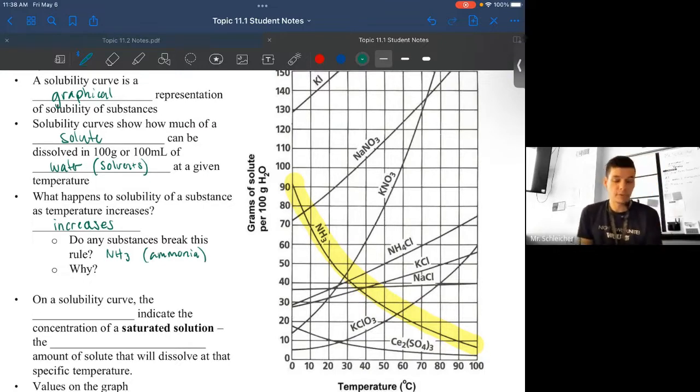And why does this break this rule? That's actually because it's a gas. Everything else is a solid dissolved in liquid, and NH3 is actually going to be a gas dissolved in liquid.